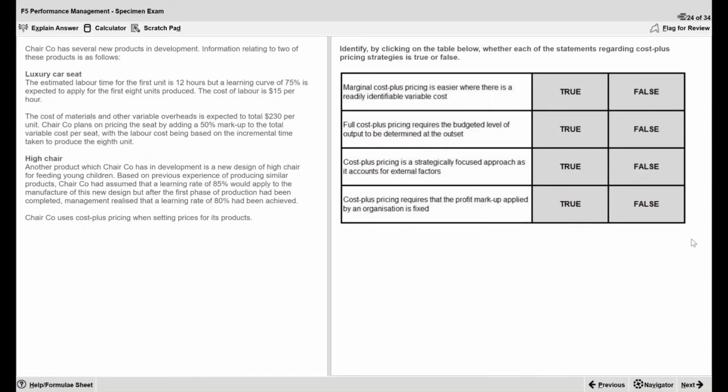Cost plus pricing is a strategy-focused approach as it accounts for external factors. I don't think so. Remember, the alternative costing system of cost plus pricing is target costing. In target costing, we look at the external environment, not in cost plus pricing. So I don't think this is true. Cost plus pricing requires that profit markup applied by organization is fixed.